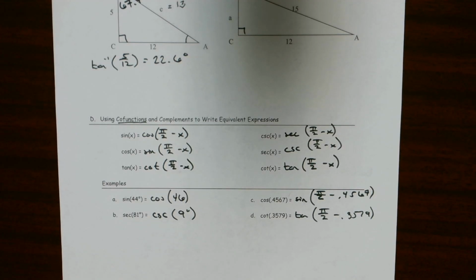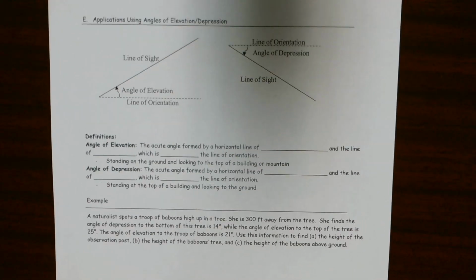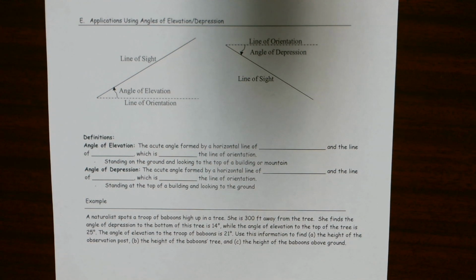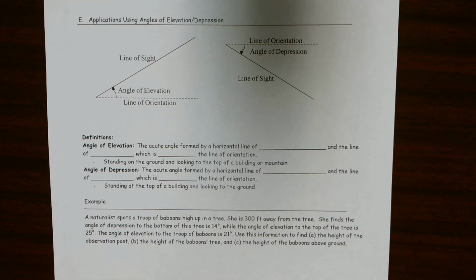All right, let's dive into some examples here. We're going to do some trigonometry here with some baboons. But first, let's talk about angles of elevation and depression.